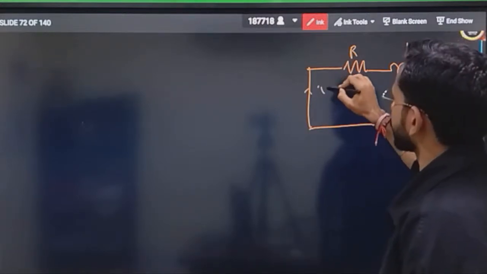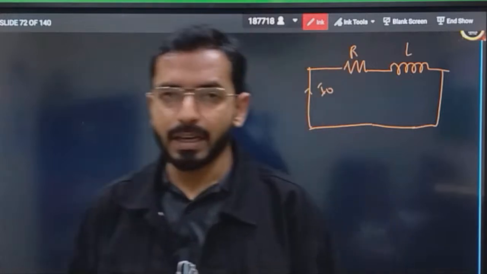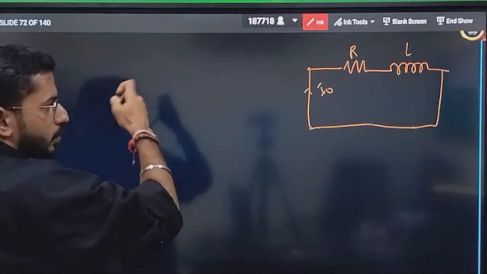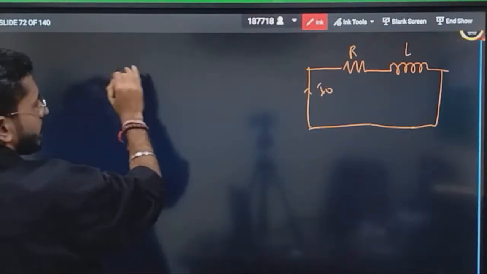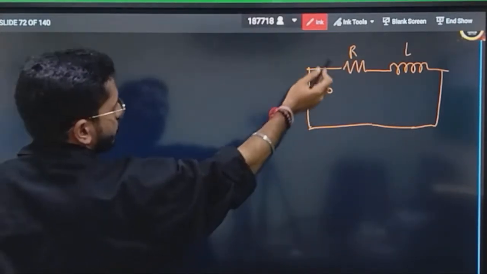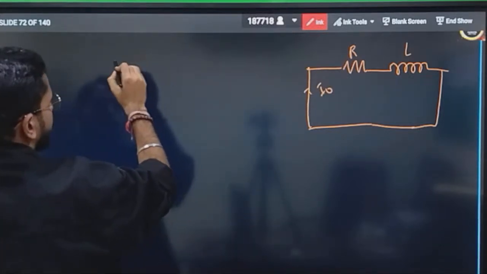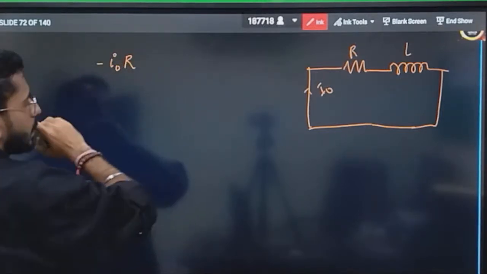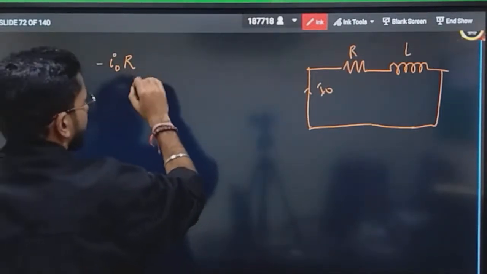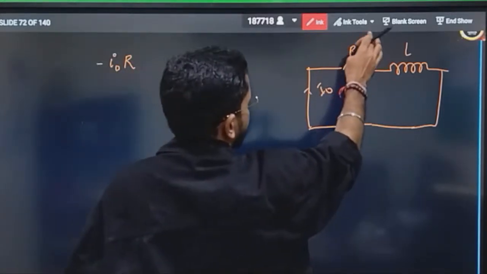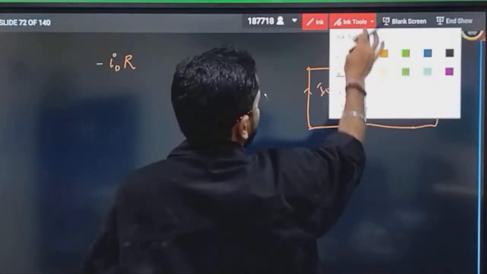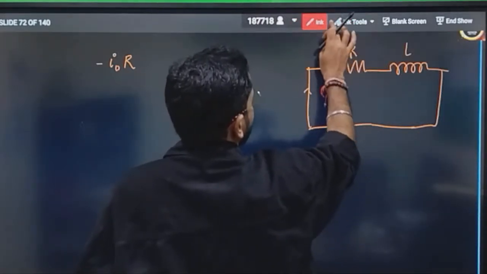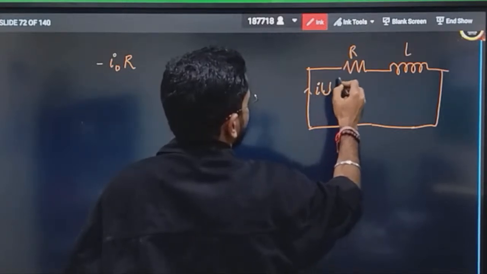A current I naught is flowing through it. And now this time let's see what results come. Again apply the KVL. This time you have to apply KVL only for two things. What are those two things that you have in the loop? You will be writing the potential difference across this resistor as minus of I naught into R, or let's suppose at some general time t you are calculating this, the current I at any time t.